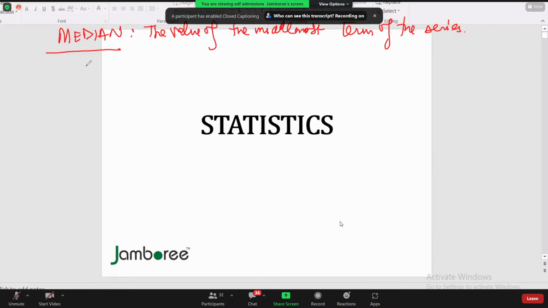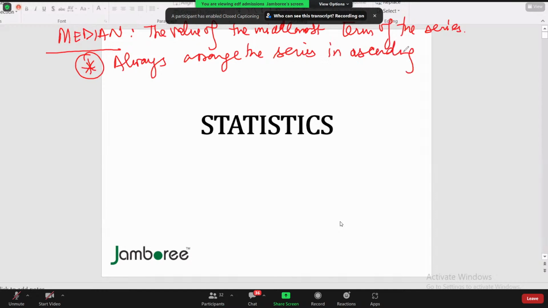In this particular case, we will keep two things standard. First of all, we will always arrange the series in ascending order. Basically, the point is that the value of the middlemost term in the ordered sequence is known as median. We need to arrange the series either in ascending order or descending order. But if we do it in descending order, looking at the figures 10, 8, 6, 4, 2 is quite difficult compared to looking at 2, 4, 6, 8, 10. So 2, 4, 6, 8, 10 is quite easier to look at. That's why we always arrange the series in ascending order.